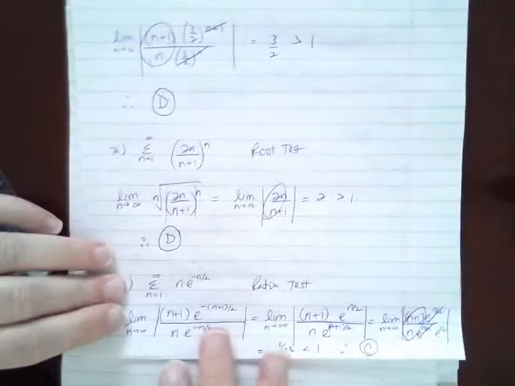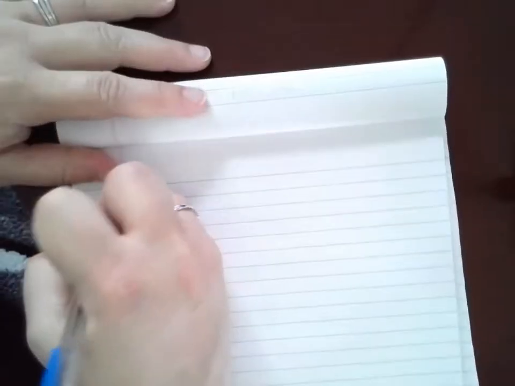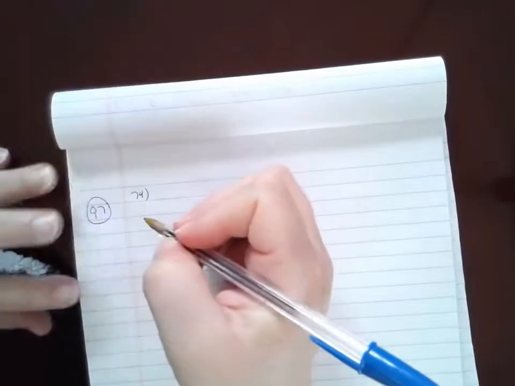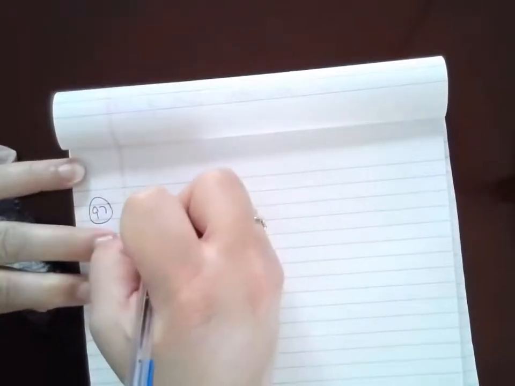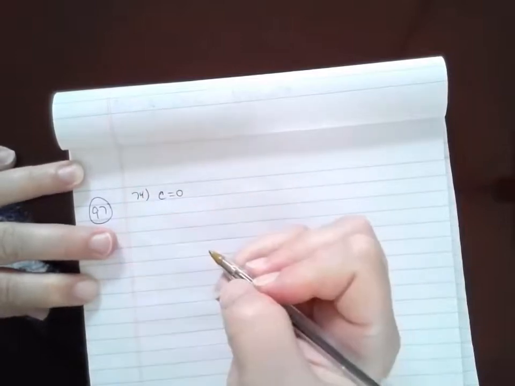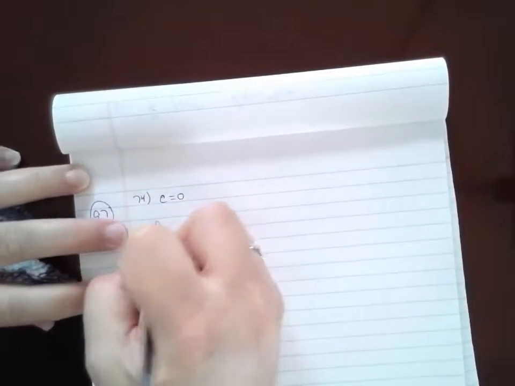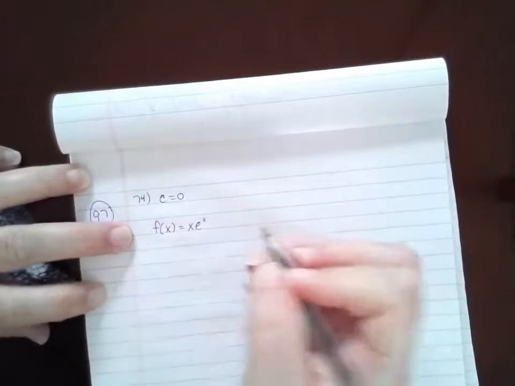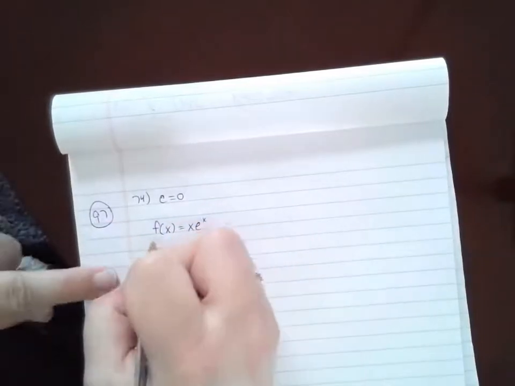Okay, moving on to 9-7. We're kind of doing a little bit of a change of direction here. Question 74. Maclaurin. If you have a Maclaurin polynomial, then you know your c value is 0. We're doing the 4th degree, which means that I have to write this down and do 4 derivatives of it.